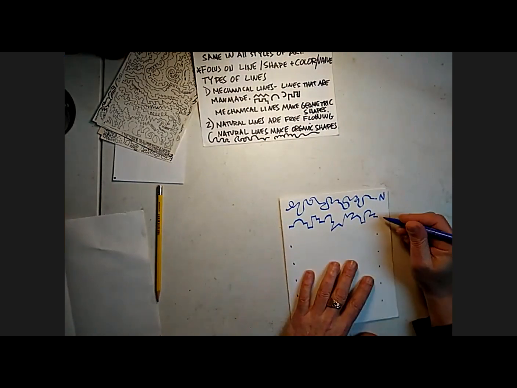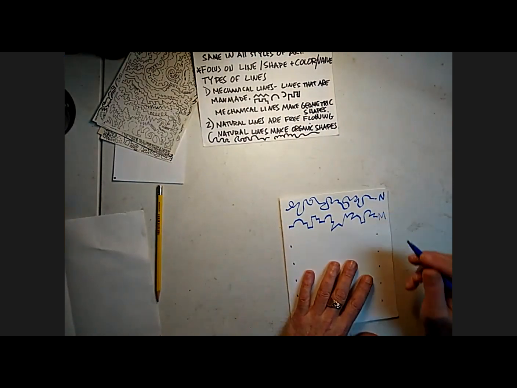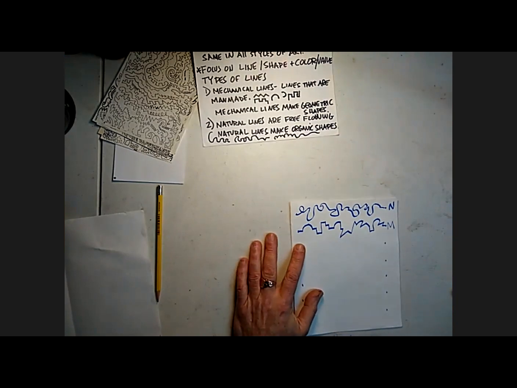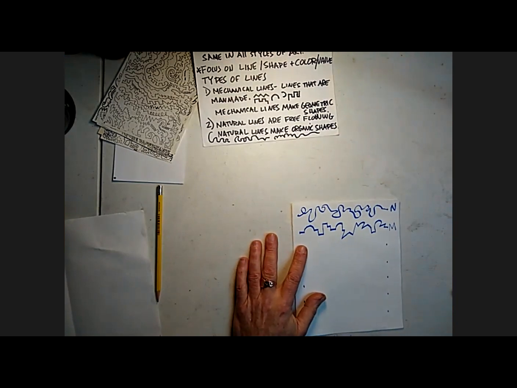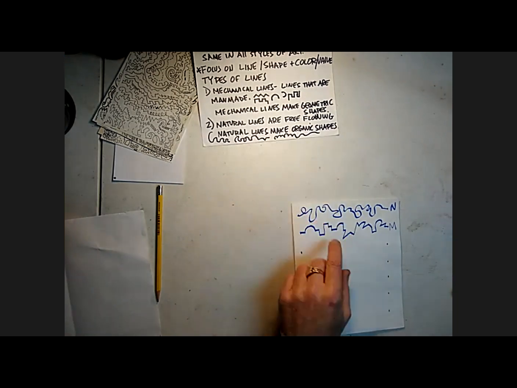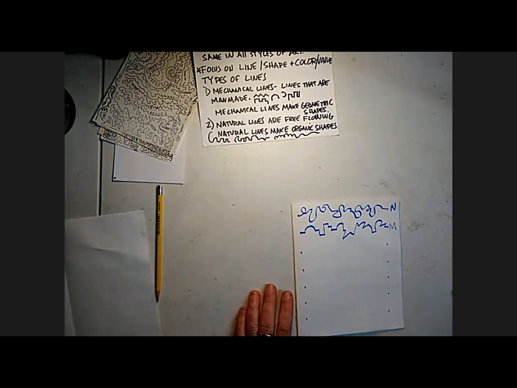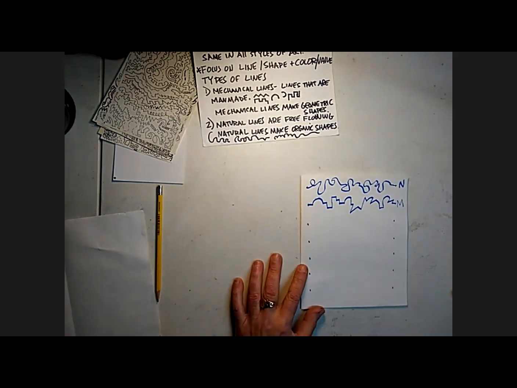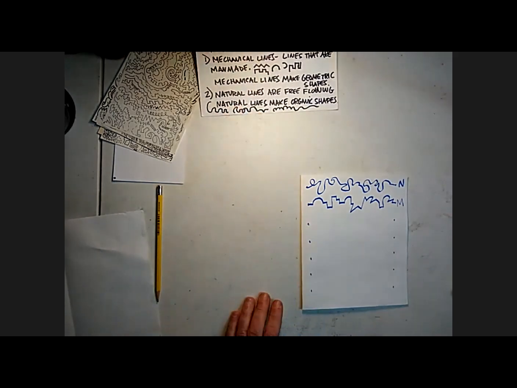So I would then label this as mechanical. Now these two lines are pretty much non-objective. I can't really say, oh, that reminds me of this, or that reminds me of something. But then I would start, especially with the kids in the major art.